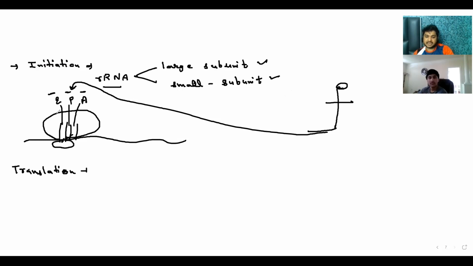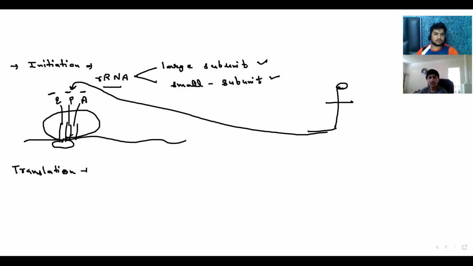Any doubt in this? So this is the initiation. You have to remember this diagram. Elongation of polypeptide.